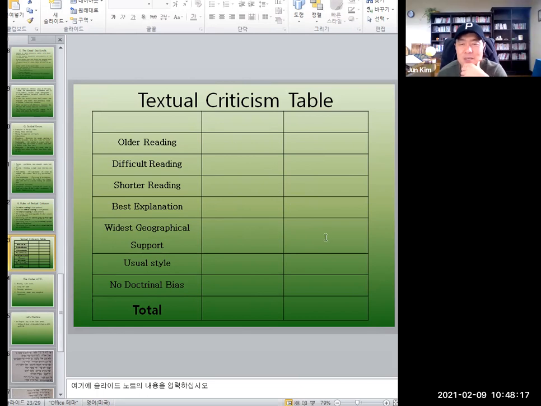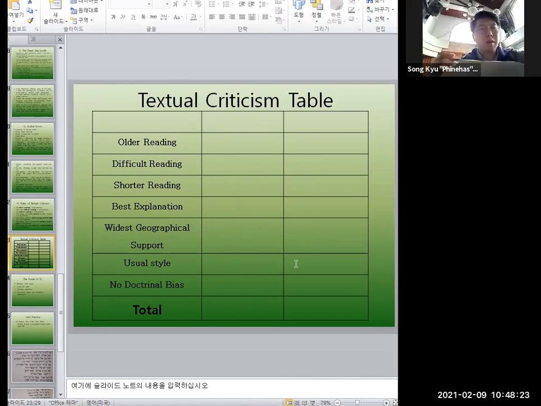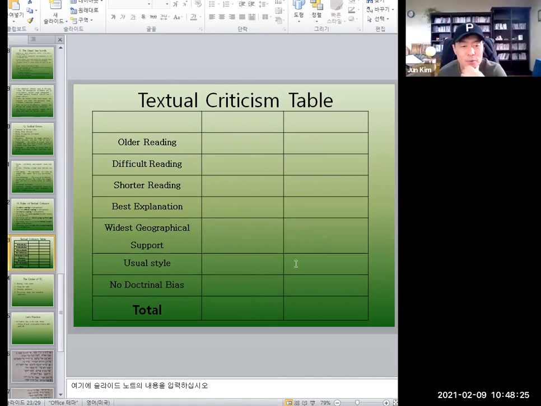Of course, variant reading because of many manuscripts. Usual style, I think if you go back you will see usual style.